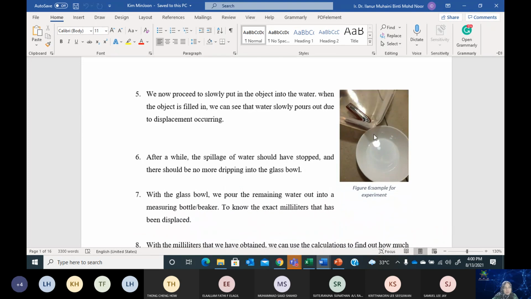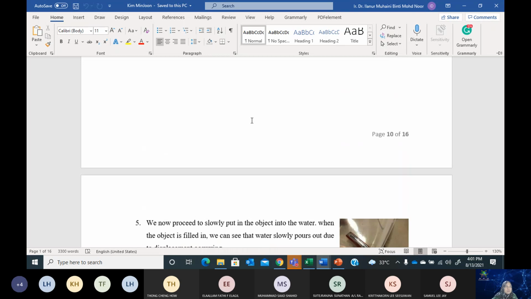This is the other container. This water drops to this. We now proceed to slowly put in the object into the water. When the object is filled in, we can see that water slowly pours out due to the displacement occurring.